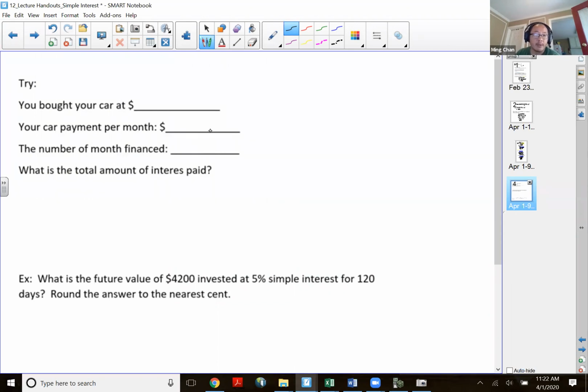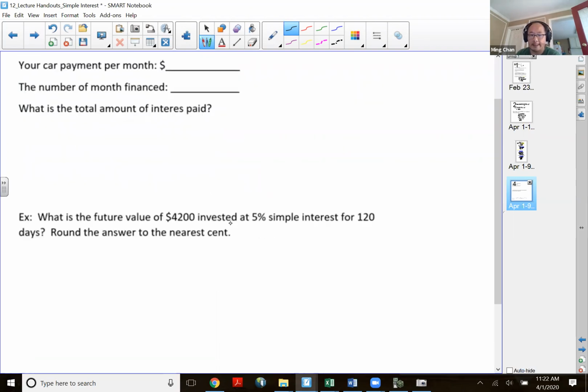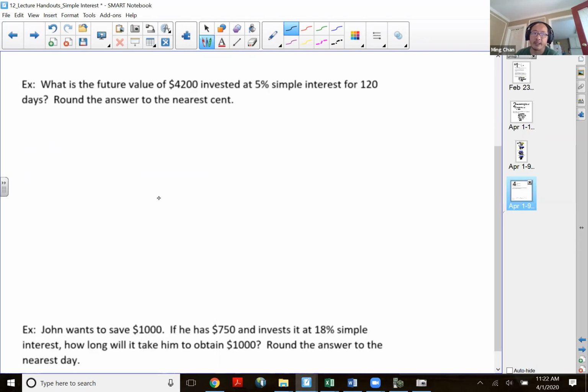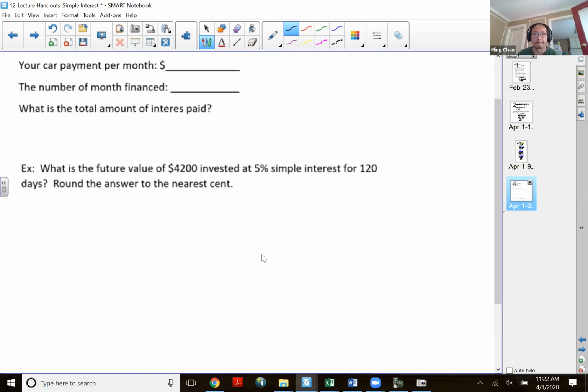Then all you have to do is take your monthly payment times how many months you're financing, multiply them together. That will tell you the total amount of money you will end up paying. Take that number, subtract off how much the original car was, and it will tell you the interest you will end up paying. A lot of students get surprised how much interest they actually end up paying on their car.